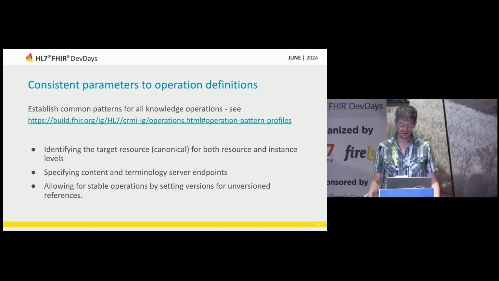So there's a section in the IG that has these operation pattern profiles, effectively, where we're trying to conventionalize the way that you name things. Also, there are many operations where you might need to pass in things like where your content server or your terminology server endpoints are. It's just trying to get the naming conventions similar so that, as implementers, it's not surprising what the parameters are called for these operations.